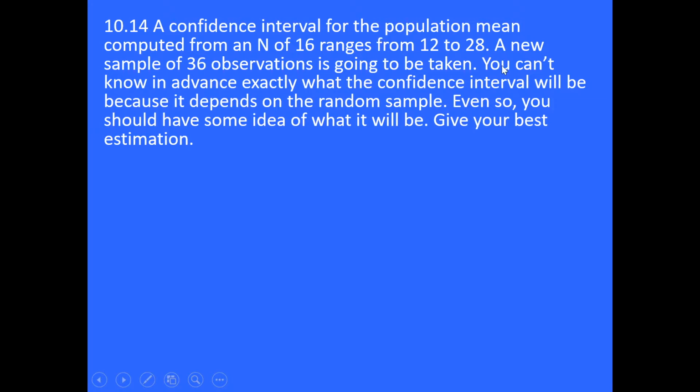Okay, let's continue though. So we're going to do a new experiment, and we're going to make 36 observations. So we can't really know what's going to happen in the new experiment because it depends on a random sample coming out of the population. But even so, we should be able to predict our best estimate of what it is.